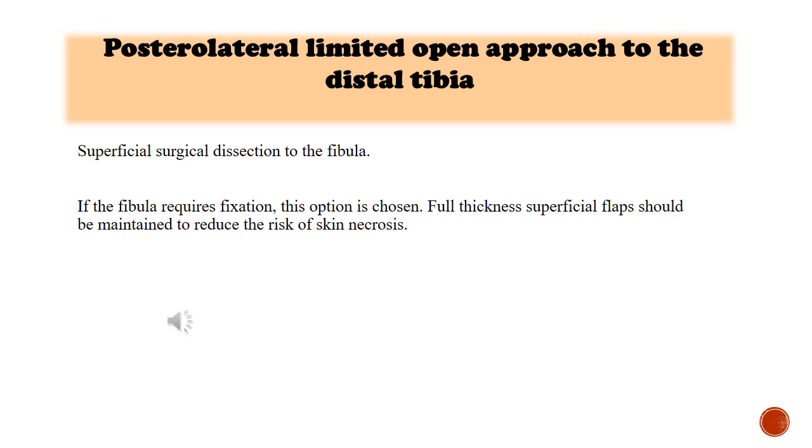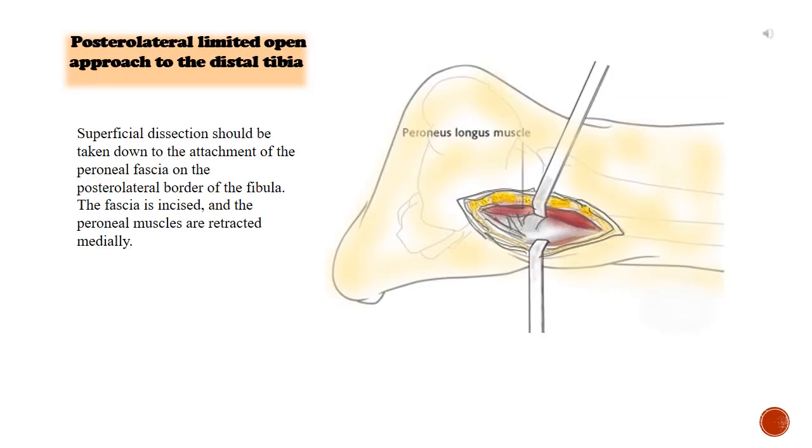The posterolateral approach. Superficial surgical dissection to the fibula. If the fibula requires fixation, this option is chosen. Full thickness superficial flaps should be maintained to reduce the risk of skin necrosis. Superficial dissection should be taken down to the attachment of the peroneal fascia on the posterolateral border of the fibula.